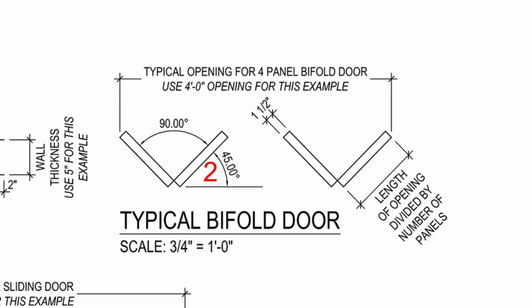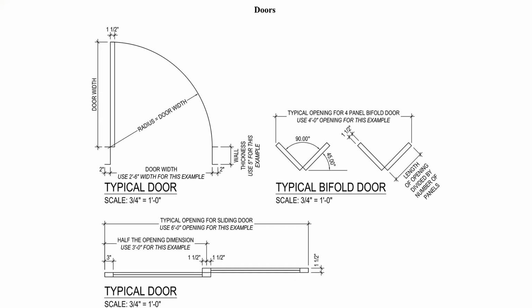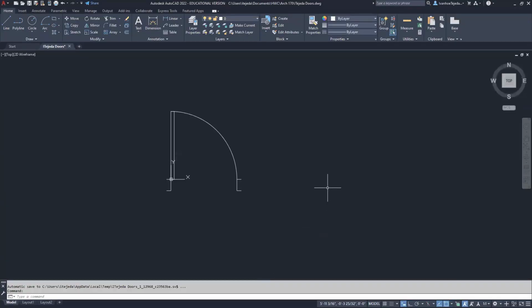And each panel then is going to be the length of the opening divided by the number of panels. So 4 feet divided by 4 panels, that means each panel is going to be 12 inches long. It's still going to be 1.5 inches door thickness. So I'm going to go back to my drawing, and I'm going to begin to draw my lines.